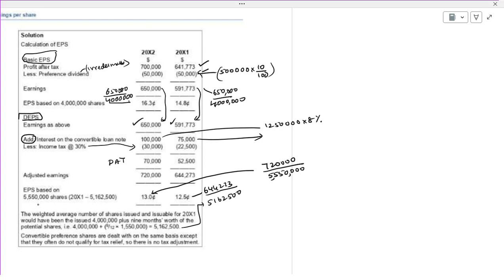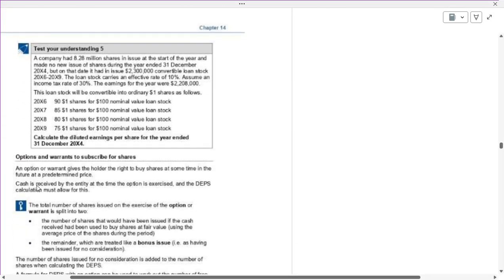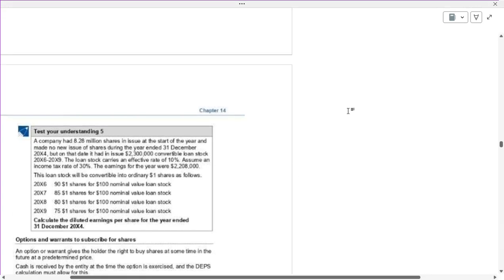Diluted earnings per share depends on how many bonds you have converted into shares. Accordingly, we will calculate. We will do this with a test-your-understanding question, and it will be clearer for us.